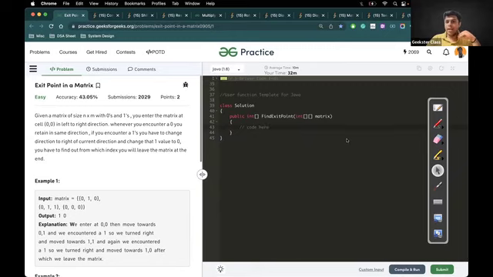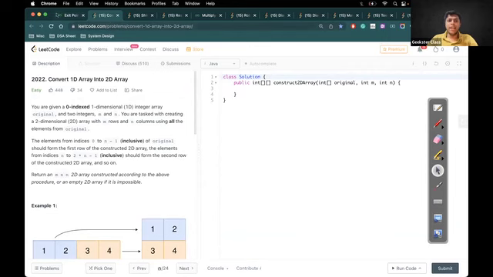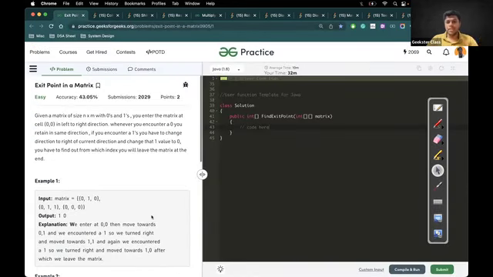Everyone who has not made an ID on GFG and LeetCode, GFG is nothing but Geeks for Geeks, and the second one is LeetCode. Those who have not made an ID on GFG or LeetCode, please quickly make it. I am giving 3 minutes. Make IDs on both the portals, as we will be discussing problems from both the portals.